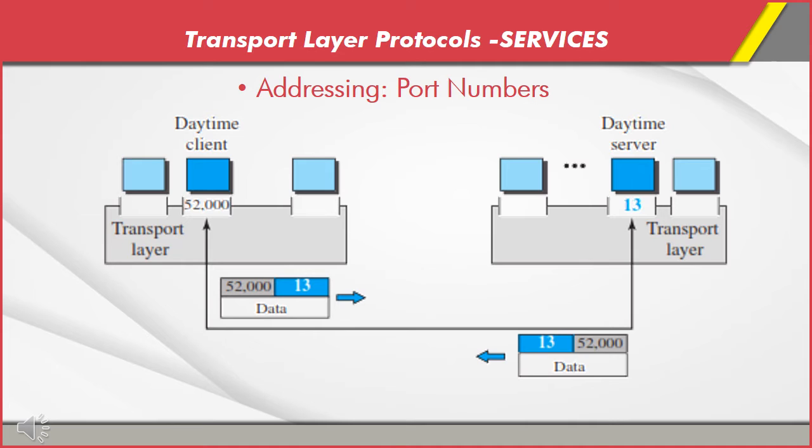The client program defines itself with a port number called an ephemeral port number. TCP/IP has decided to use universal port numbers for servers. These are called well-known port numbers. There are some exceptions to this rule. For example, there are clients that are assigned well-known port numbers. Every client process knows the well-known port numbers of the corresponding server processes.